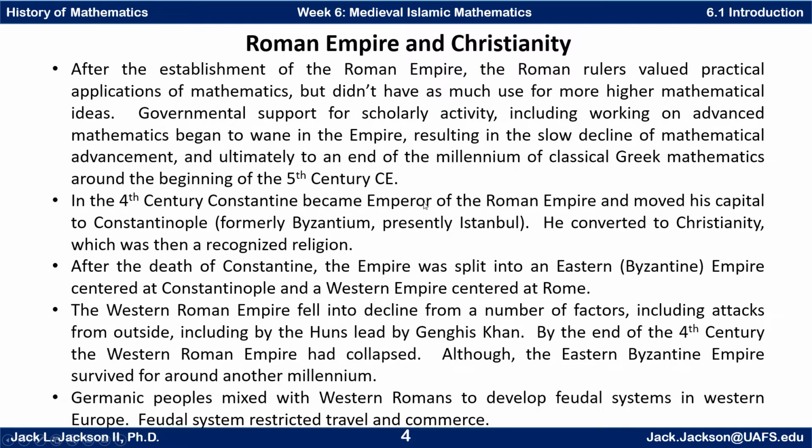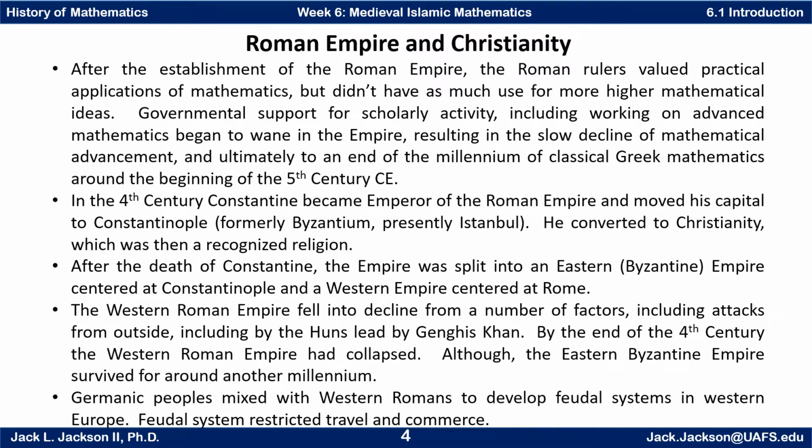So let's talk about the Roman Empire and Christianity just a little bit. After the establishment of the Roman Empire, the Roman rulers valued practical applications of mathematics, but they didn't have as much use for more higher mathematical ideas. Governmental support for scholarly activity, including work on advanced mathematics, began to wane in the empire, resulting in the slow decline of mathematical advancement. And ultimately, even though they held on for some time, it brought an end to the millennium of classical Greek mathematics around the beginning of the 5th century Common Era.